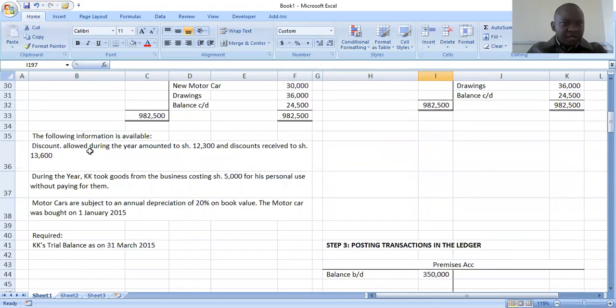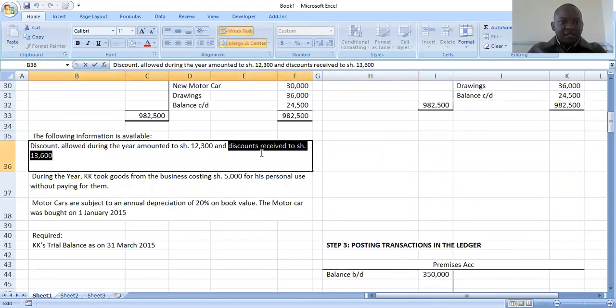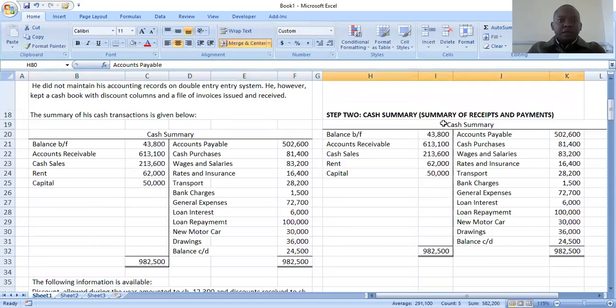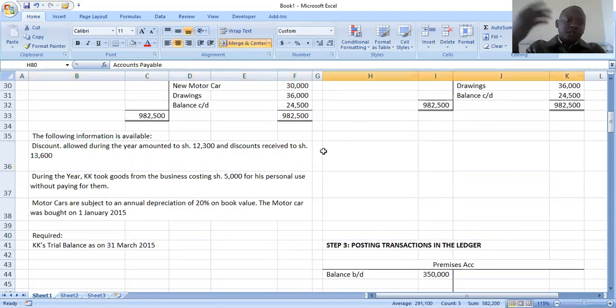Next, still on the same adjustment, you have discounts received of 13,600. The discounts received are those which the business has received from its creditors, from its suppliers. So this will therefore affect the accounts payable. Discount received is the opposite of discount allowed. Discount received is a revenue to the business. It's a gain.